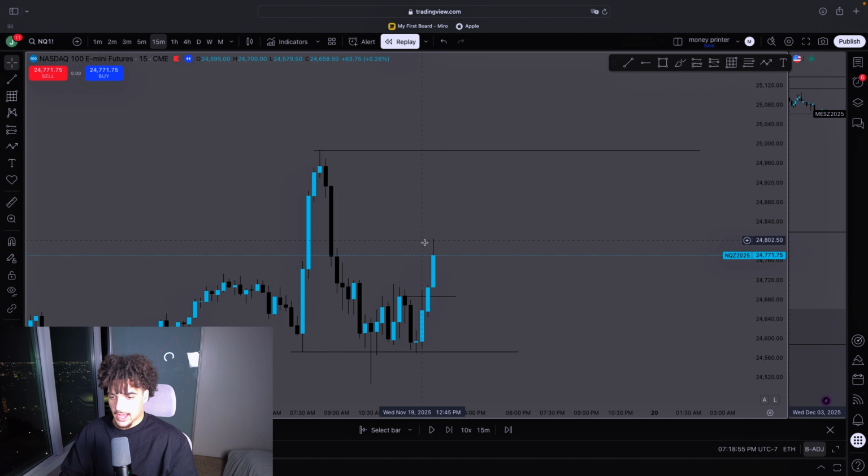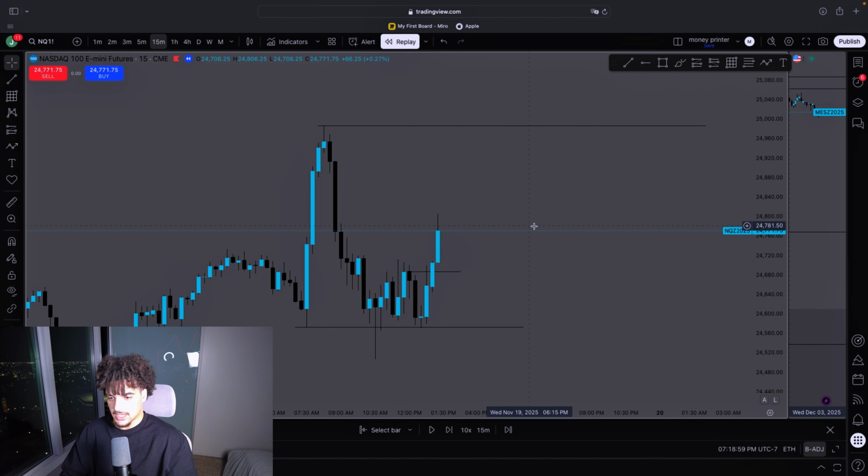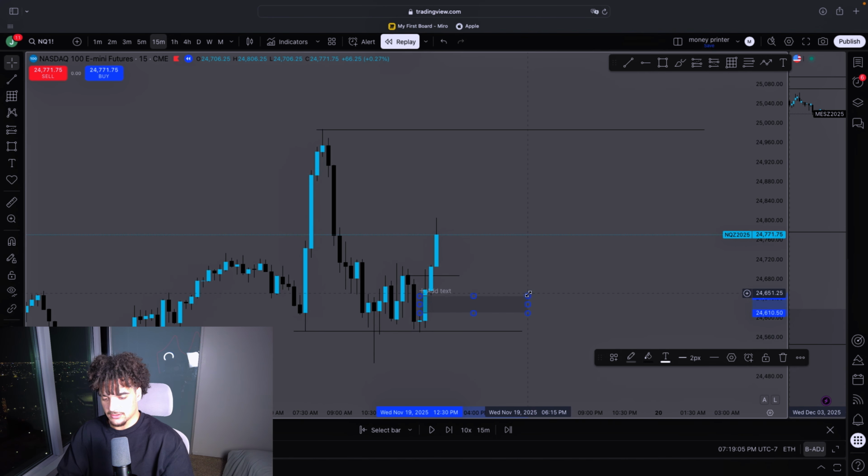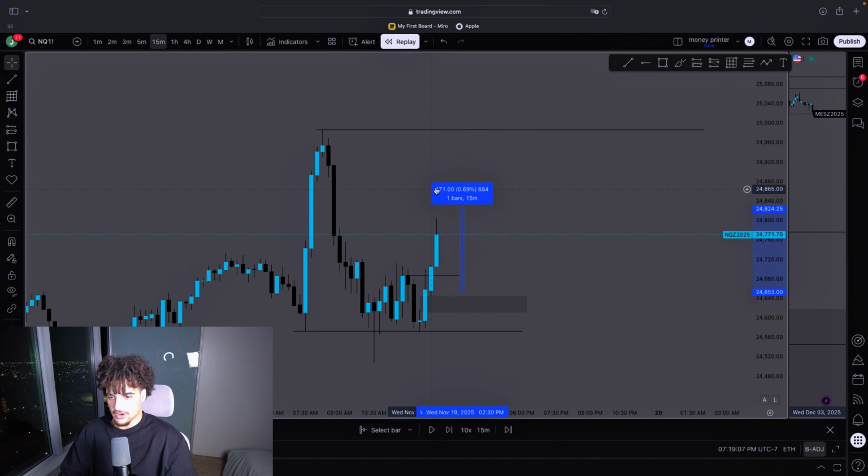So I don't want to enter here. I want to wait for a retrace into a 15-minute gap. So I'm going to start identifying a 15-minute gap, right? So I see one down here. This is just a bit far from where price action is trading. It's about 170 points. That's pretty far to me.